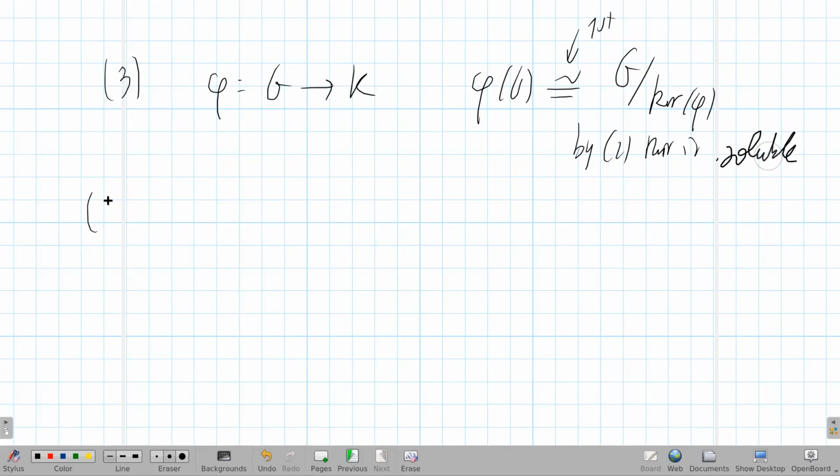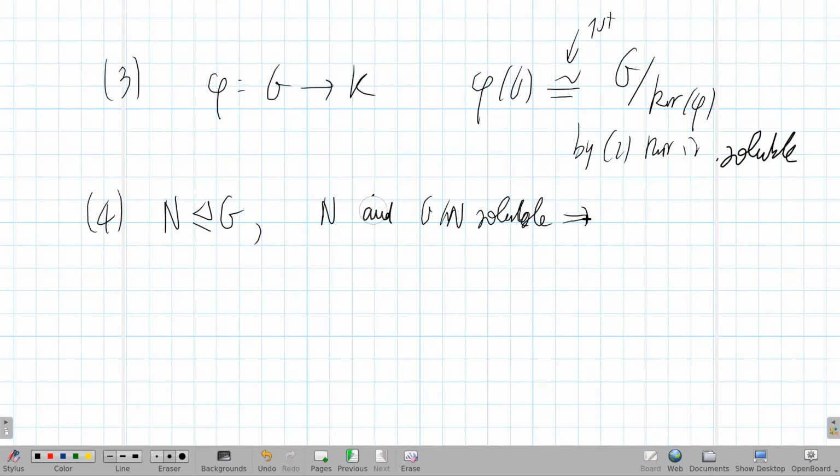Good. And now we get to 4, which will conclude the lecture. This is the important point, so let's rewrite it here. N is normal in G, N and G over N soluble implies G soluble. As I said, something that is not true for abelian groups is not true for nilpotent groups either. As I probably mentioned 2 years ago when I last gave this course, I also spoke about nilpotent subgroups.